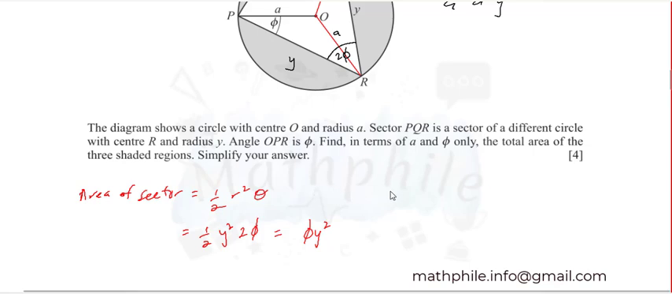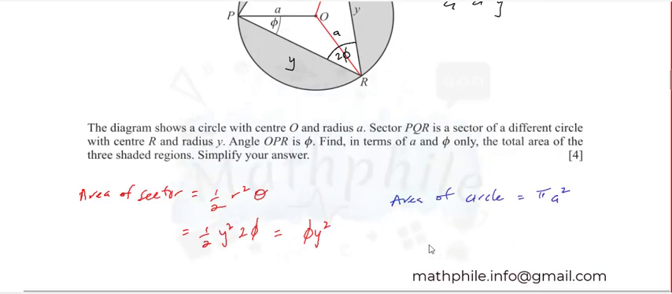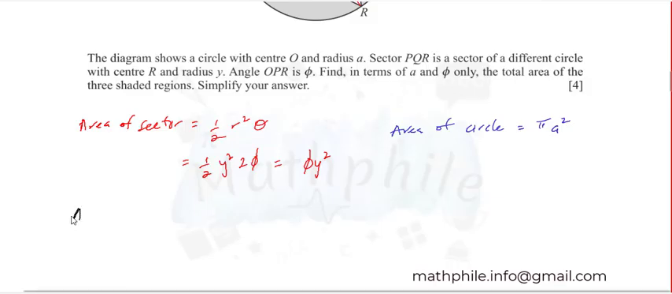But let's look at the area of the bigger circle. Actually, that is a smaller circle, but you get what I'm saying. So the area of a circle with a radius of a is going to be pi r squared, so pi a squared. Now the area of the shaded portion is going to be equal to the area of the circle, which is pi a squared, minus the area of the sector, which is phi y squared.